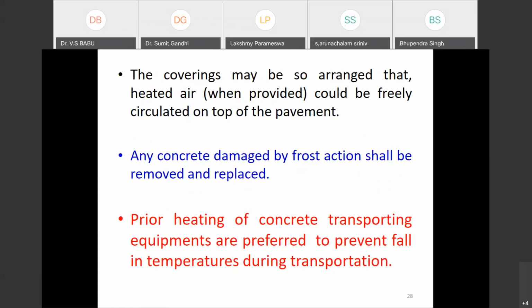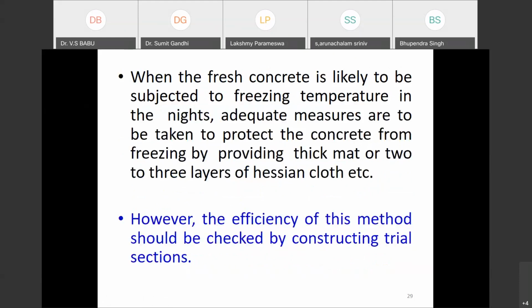The prior heating of the concrete transporting equipment is preferred to prevent a fall in temperature during transportation. When fresh concrete is likely to be subjected to frozen temperatures, adequate measures are to be taken to protect the concrete from freezing by providing a thick mat or 2 or 3 layers of hessian cloth. However, the efficiency of the above-said method should be judged by using trial sections.